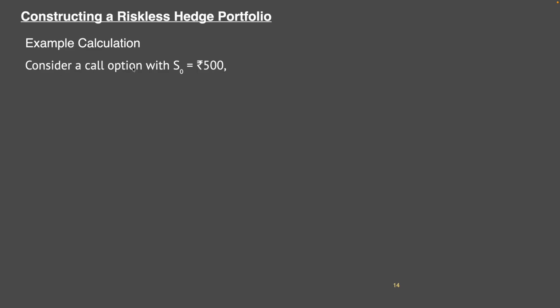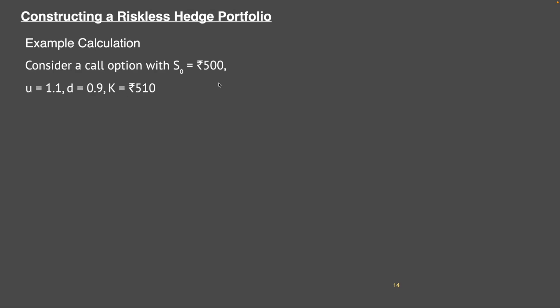Let us consider a call option with the initial price as rupees 500. The up move U is always greater than 1. So 1.1 is the up move, and D, that is the down move, is 0.9, and K, what is K? K is the strike price, which is 510.